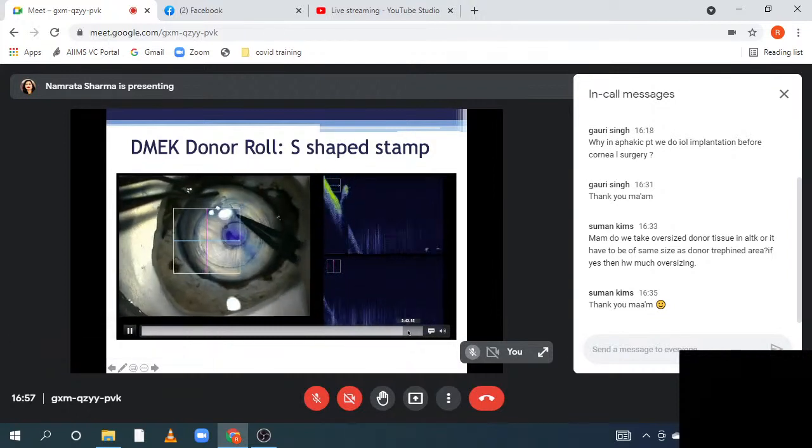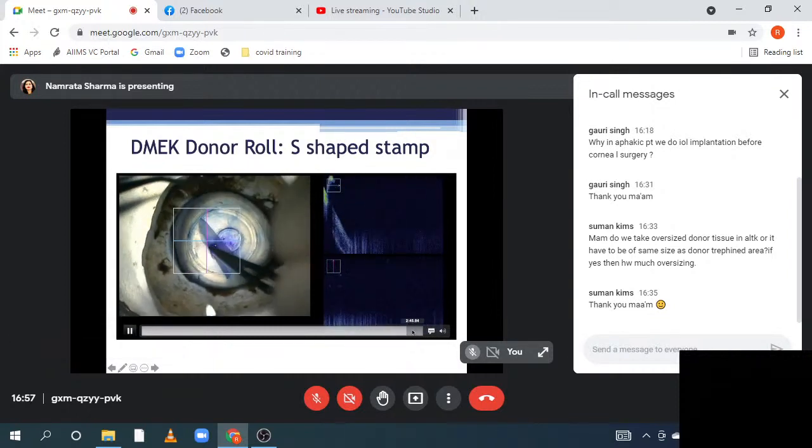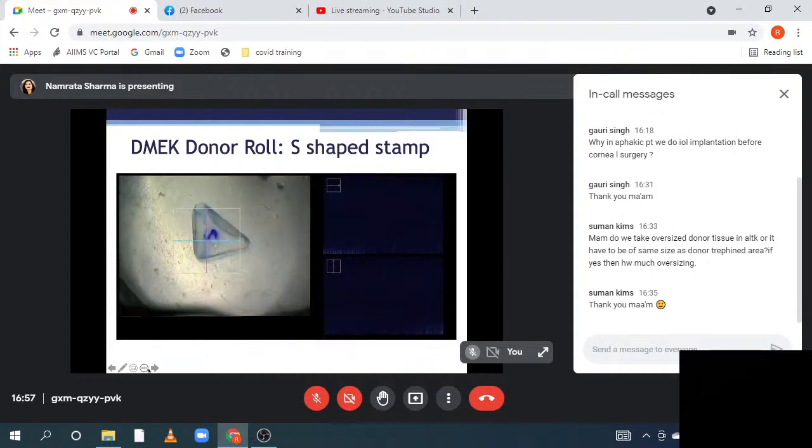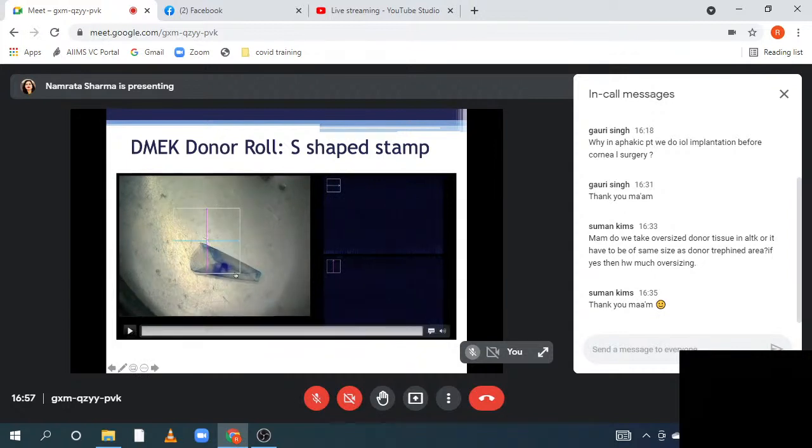And then subsequently you can take the graft. It's again stripped already, so you just need to remove it from there and put it into the petri dish. So now just look at the roll. So beautifully, this is a tri-fold kind of a graft which is there.